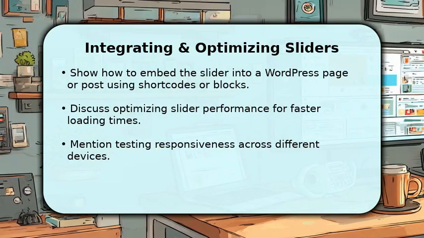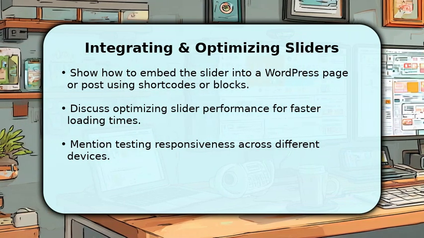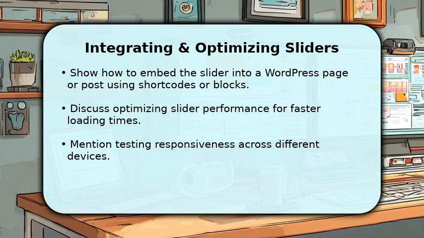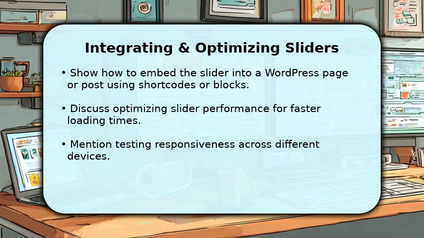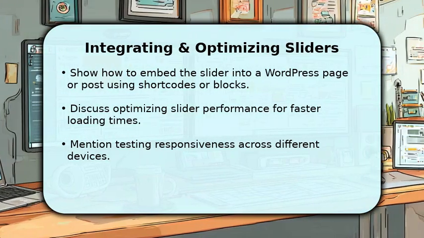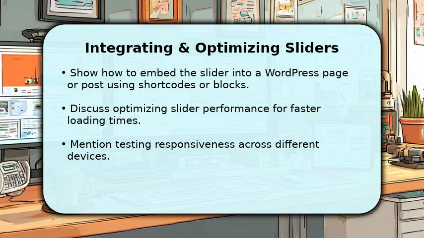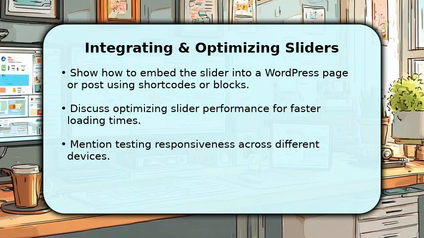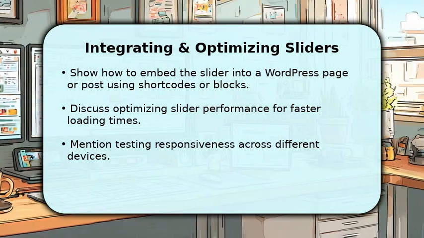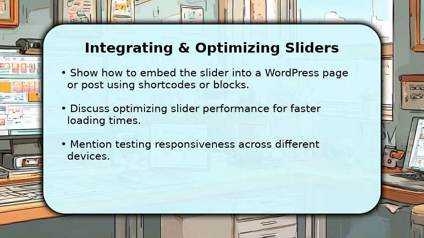Finally, let's integrate your masterpiece into your WordPress site. After saving your slider, you'll find a shortcode or block option. Simply copy and paste this into any page, post, or widget area where you want your slider to appear. Always preview your work to ensure it looks perfect. Remember to optimize images and videos within your slider for faster loading times, providing a seamless experience for your visitors on every screen size.